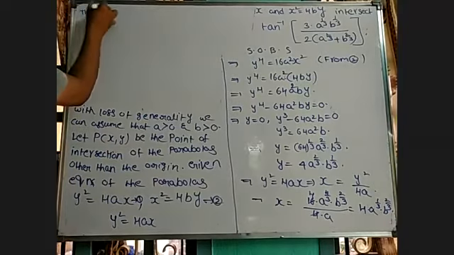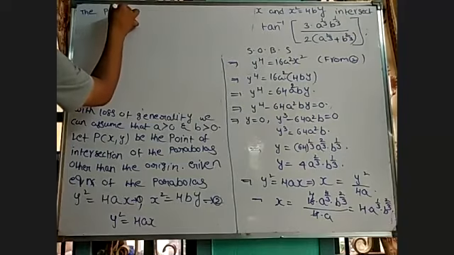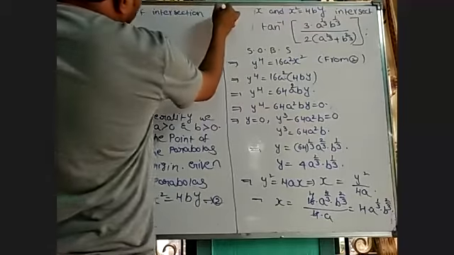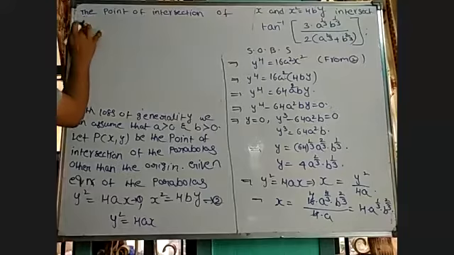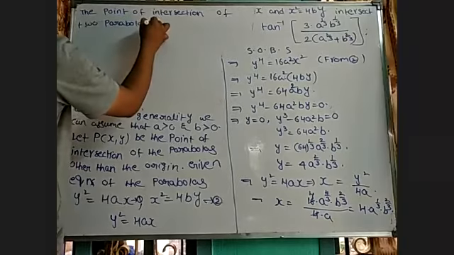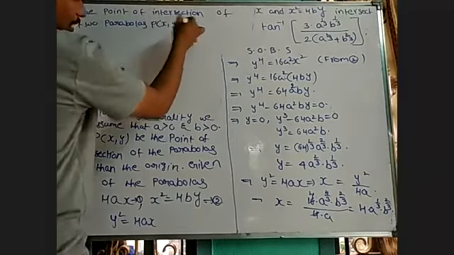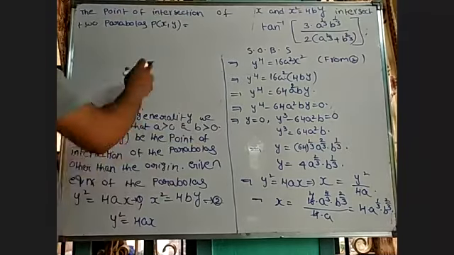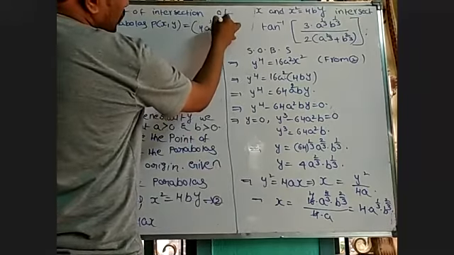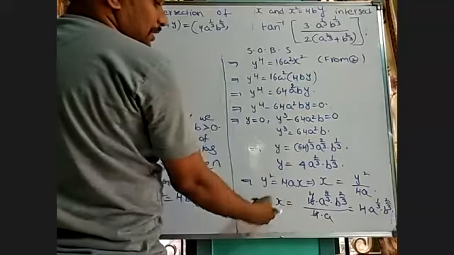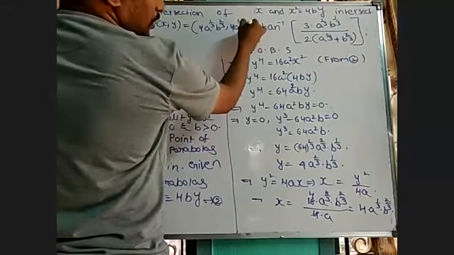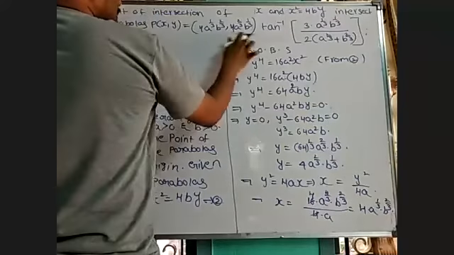The point of intersection of two parabolas, P(x, y). Okay, already we said P(x, y) is the point of intersection of two parabolas. That's why we are writing. Next, x is what we are getting? 4 a power 1 by 3 b power 2 by 3. Next, y value 4 a power 2 by 3 b power 1 by 3, we are writing there. Okay. Next, this is the point of intersection.